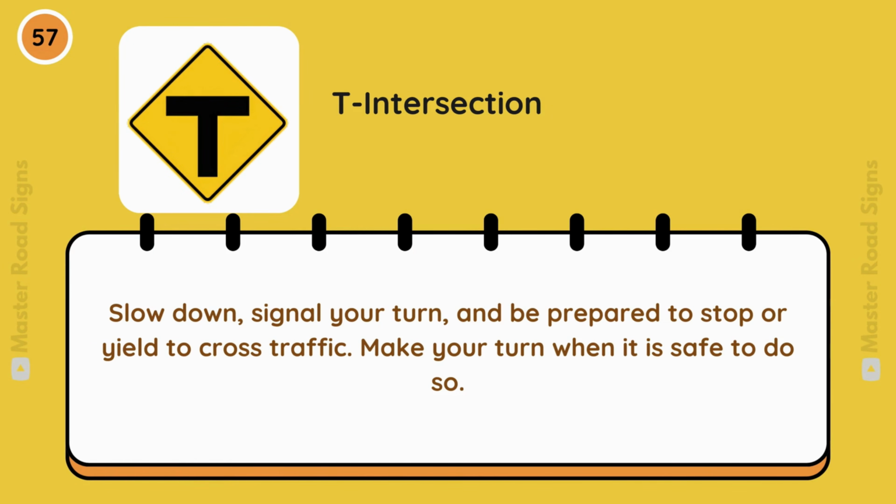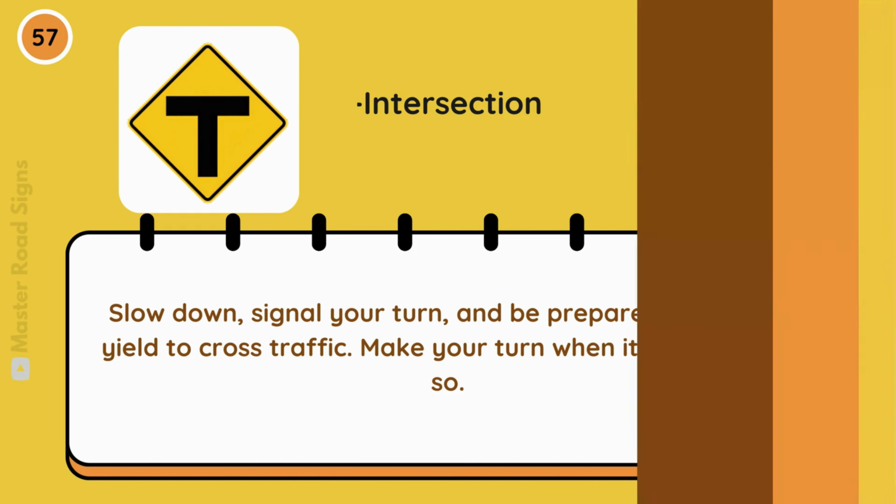T intersection sign. Drivers should slow down, signal their turn, and be prepared to stop or yield to cross traffic. Make their turn when it is safe to do so.